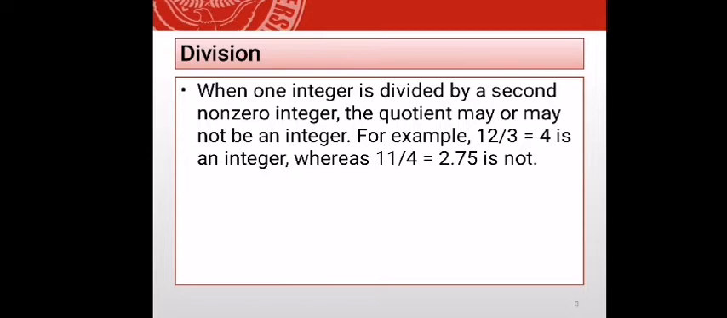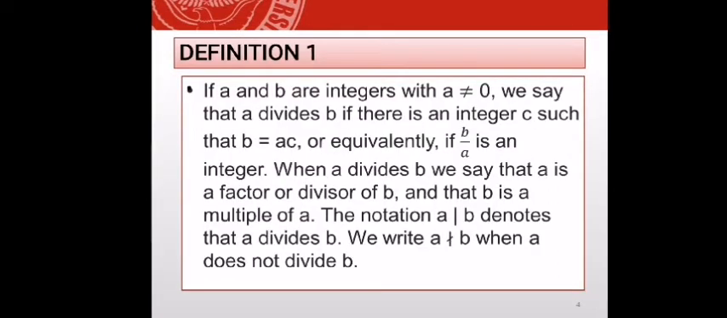From the divisibility and modular arithmetic, division is when one integer is divided by a second non-zero integer, the quotient may or may not be an integer. For example, 12 divide 3 equals 4 is an integer. So that is our activity for the day. Whereas 11 divide 4 equals 2.75 is not an integer.